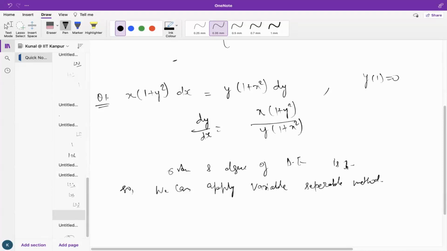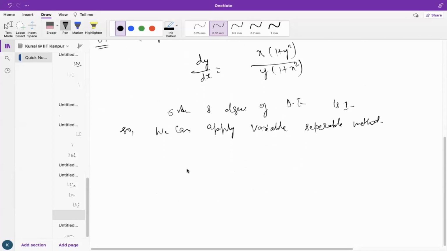So let's apply it here. What we will get, let me write it here. Rearrange it: y dy by (1 plus y square), and integrate both sides, equal to x by (1 plus x square) dx.